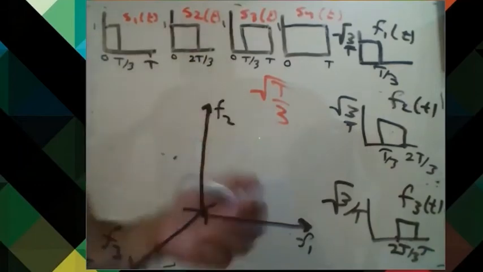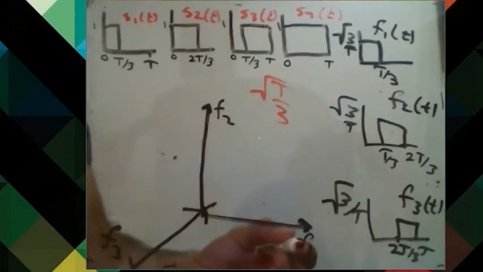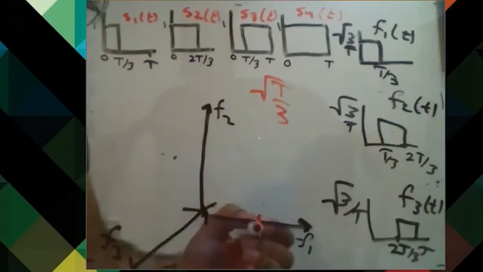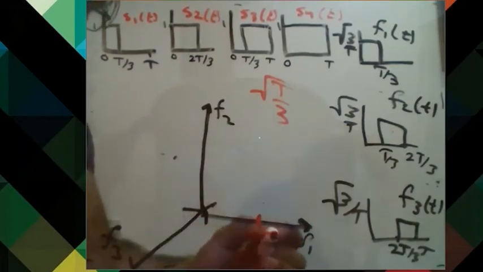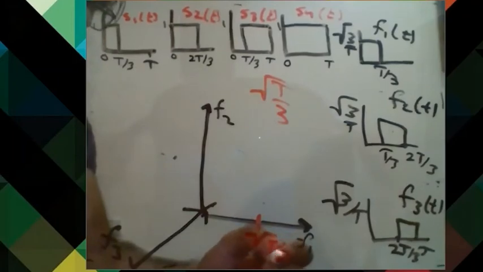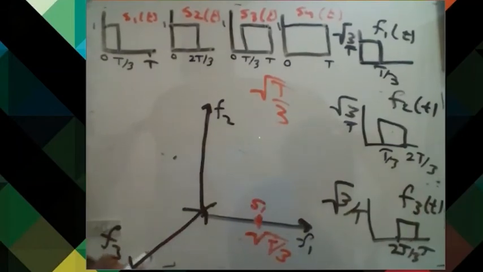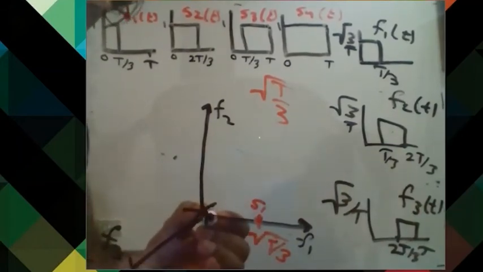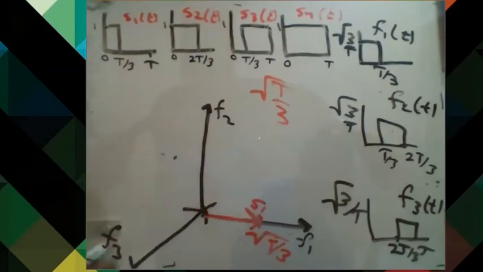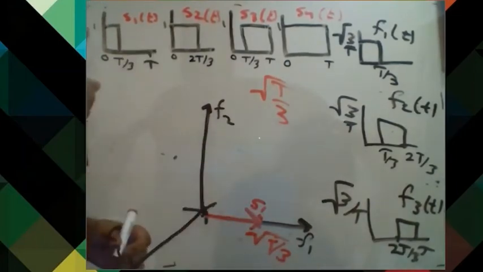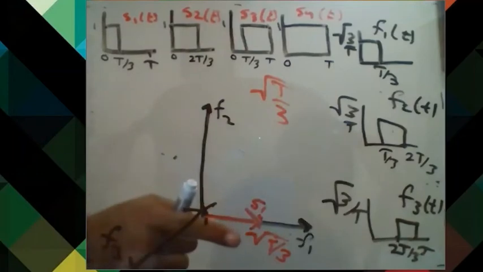So I say that if I multiply F1 with under root T by 3, I will get S1. Okay, so this is actually a vector from this point up till this point. This is how I have converted S1 as a signal into S1 as a vector.